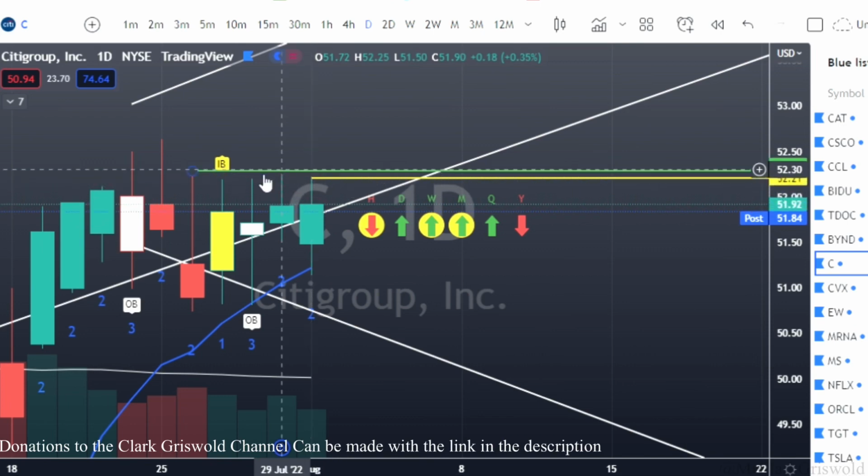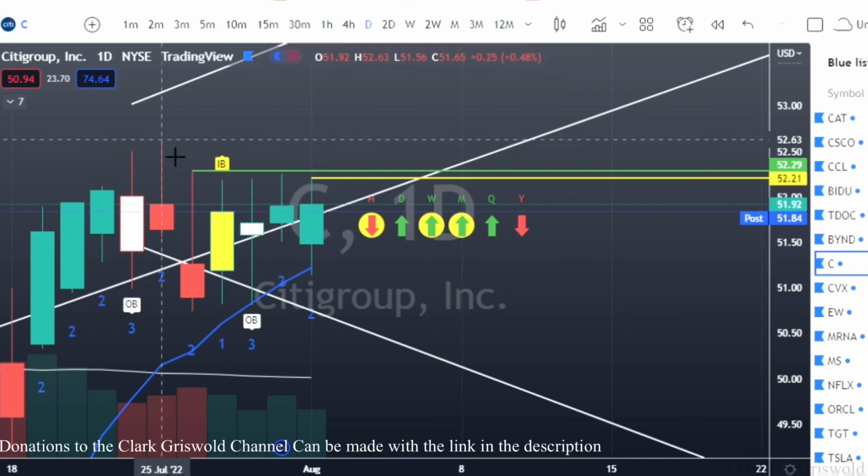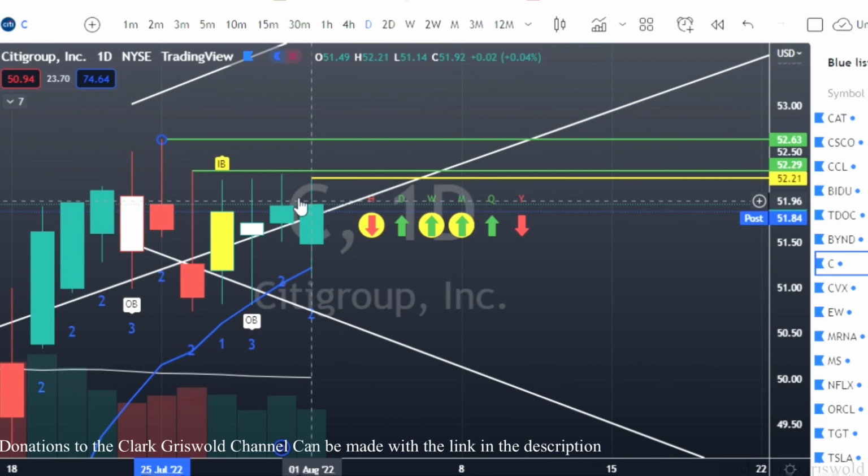Triggers targets really aren't that great here. There's one here, and then another one here. This one would not be on my top 5. I don't really like those targets, the order of magnitude on those.